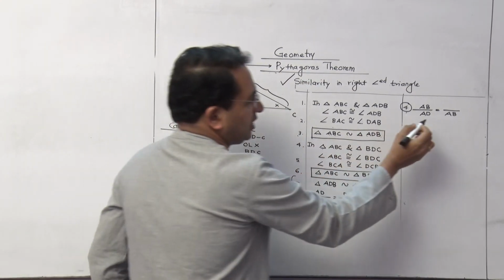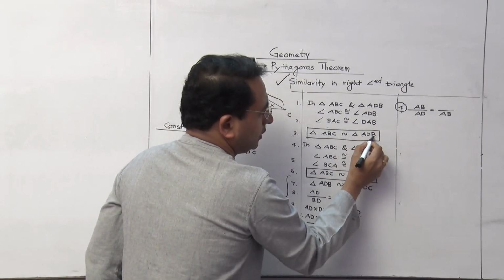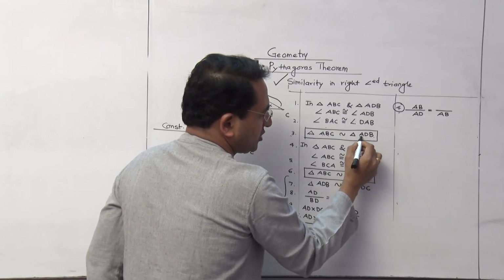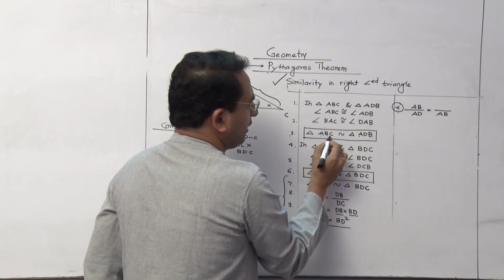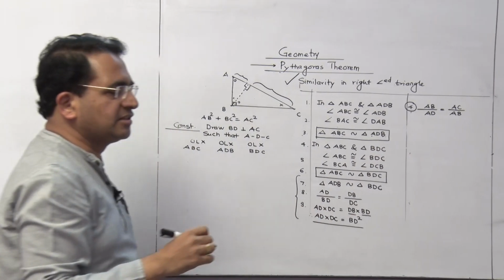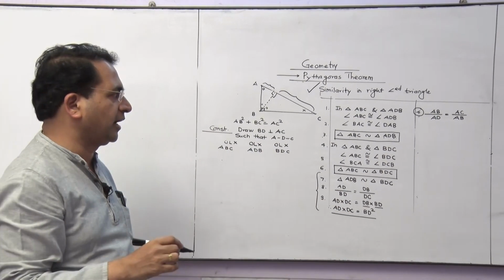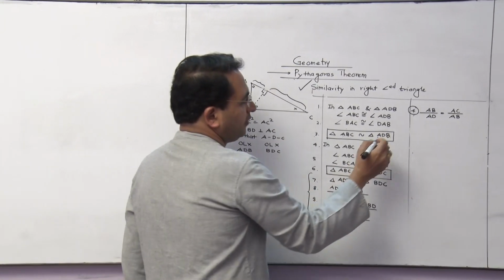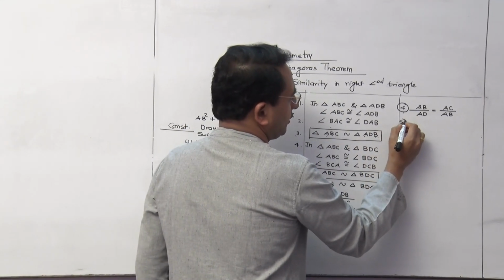Now this AB is of the second triangle. If I write AB, meaning the first and third letter, then I should write the first and third letter here. The reason for this is corresponding sides of similar triangles. Now we are going to have statement number 5 here.